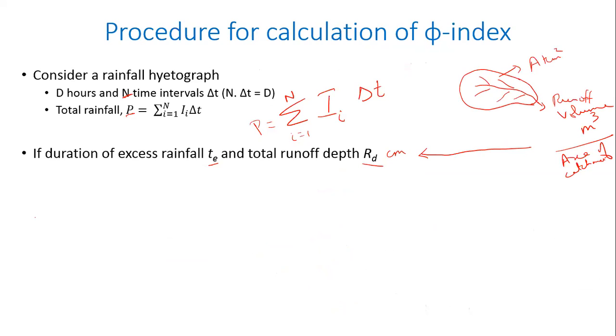Okay, so now from the previous slide and from what you have seen so far here, can I write an expression relating RD and P and phi, this phi index? I'm going to write it. It is simply P, which is the precipitation, the total rainfall, minus phi times TE equal to RD. Do you agree with this equation?